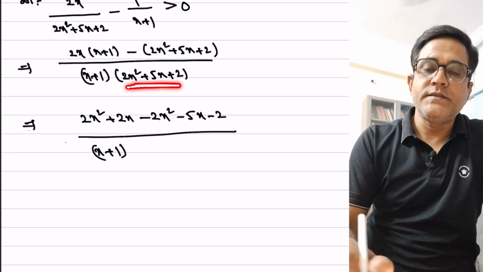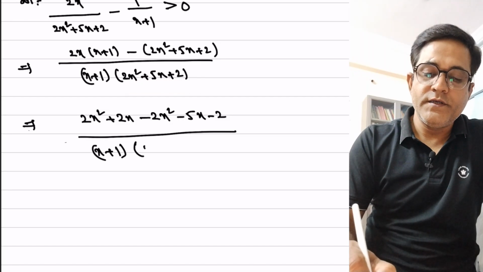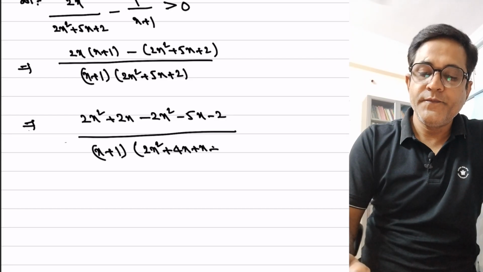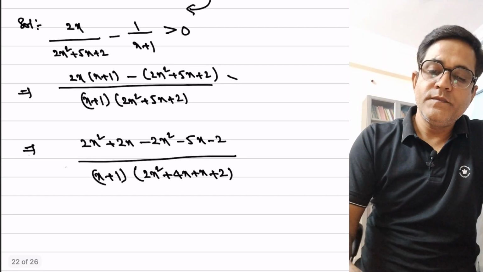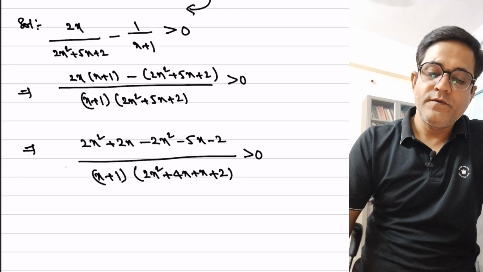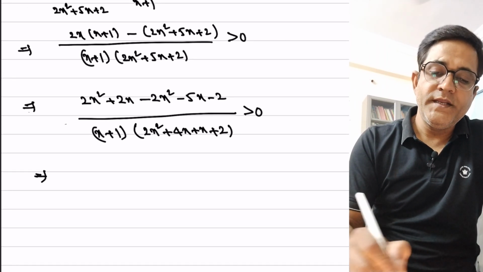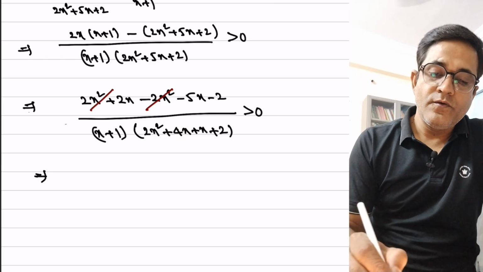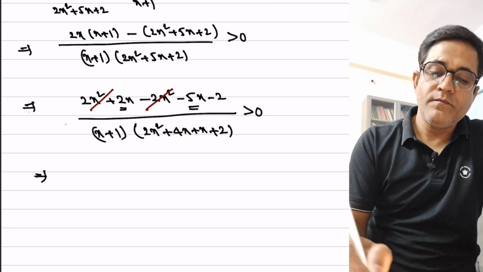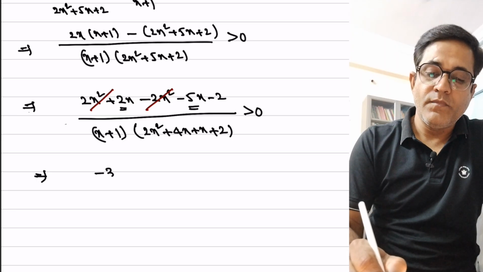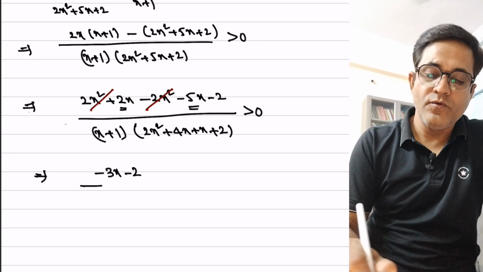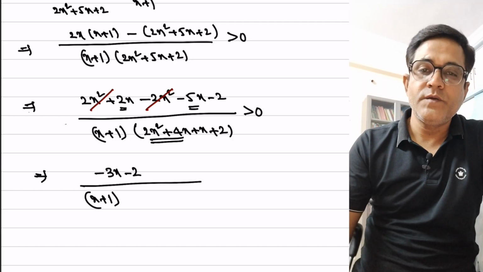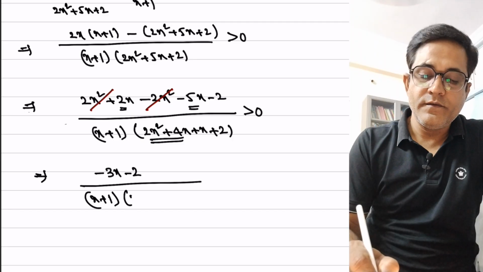Now we factorize this one. If you factorize, then what do you get? 2x square, this 5x can be written as 4x plus x plus 2, greater than 0. Now, in the next step, the minus 2x square plus 2x square cancel. So, here minus 5x plus 2x, that is minus 3x minus 2 over x plus 1 into, from the first two terms you take out 2x common.